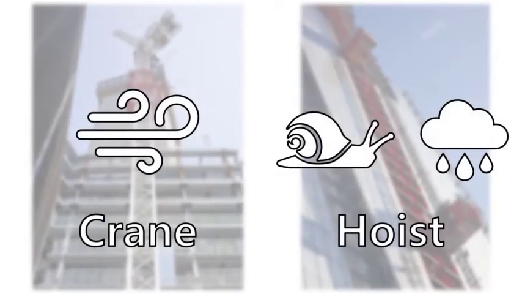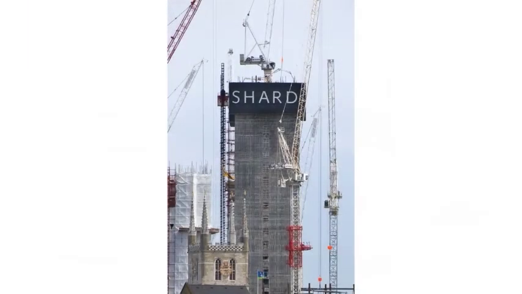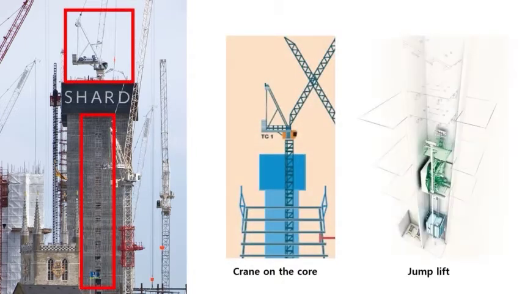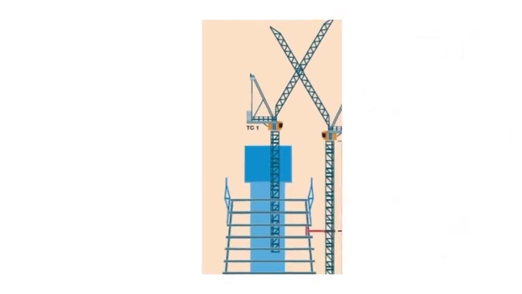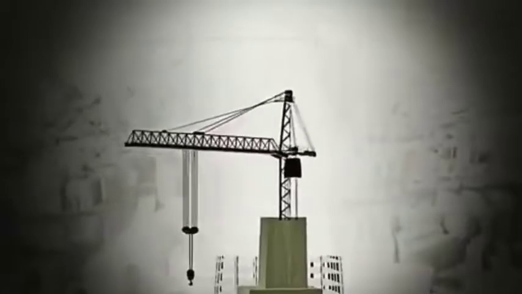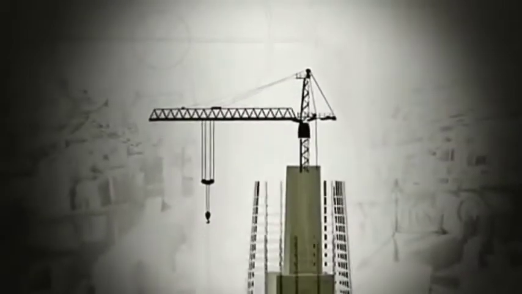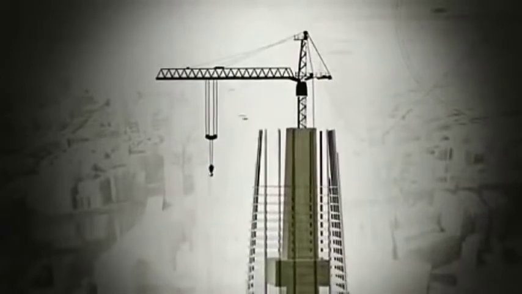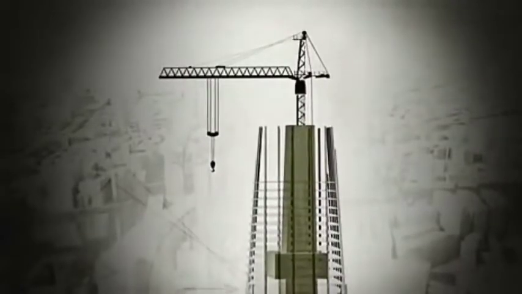To solve these problems, the chart uses slip-form core. Over the core, crane is installed and jump lift is installed below. Crane from the core, named TC1, receives less wind and it can prevent wind collapse. This crane is attached on the core, so core and TC1 go up together. So it reduces a number of the crane climbing.